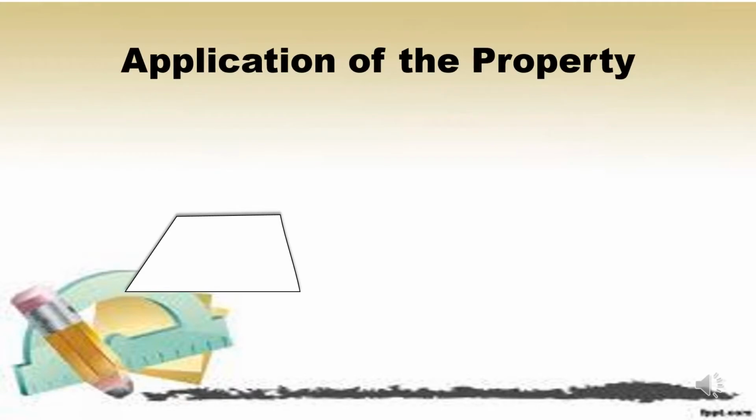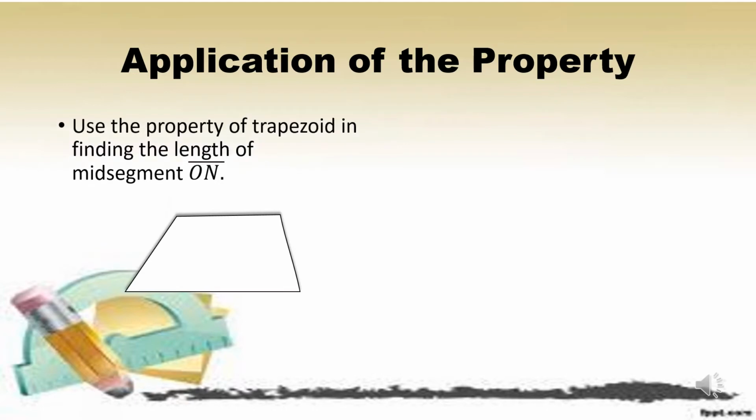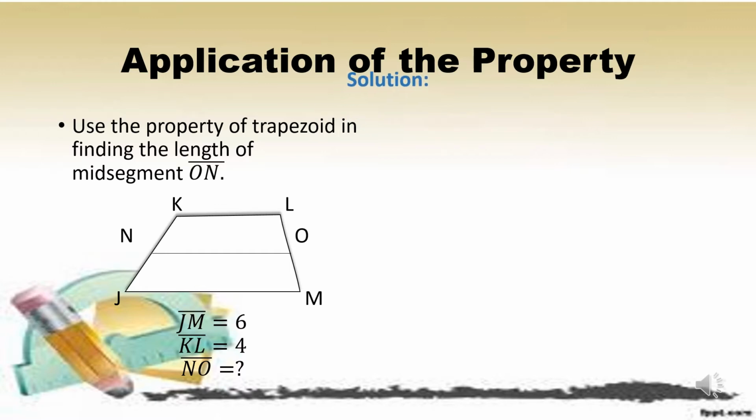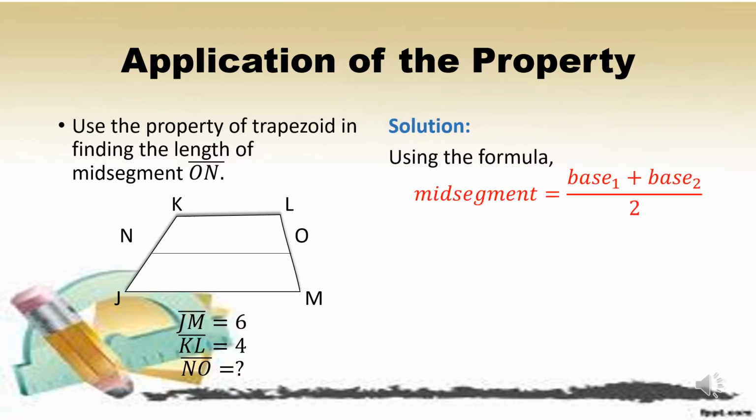Using the property of the trapezoid, let us solve the following problem. Use the property of trapezoid in finding the length of mid-segment ON. So the given values are segment JM is equal to 6, segment KL is equal to 4, and what therefore is segment ON? So the solution would be, using the formula, mid-segment is equal to base sub 1 plus base sub 2 over 2.